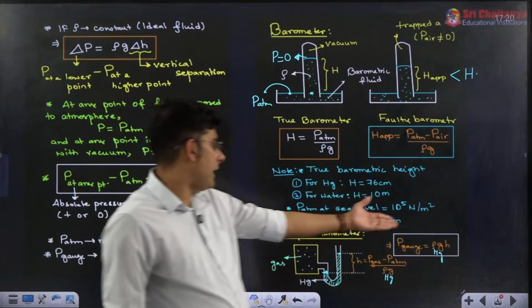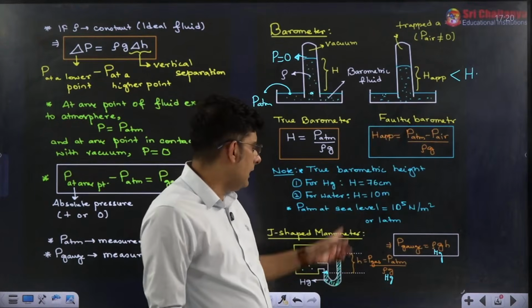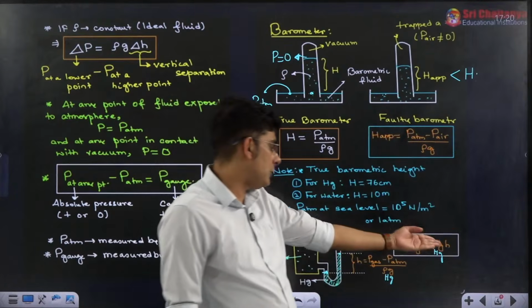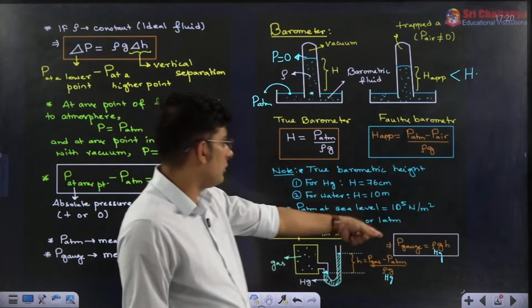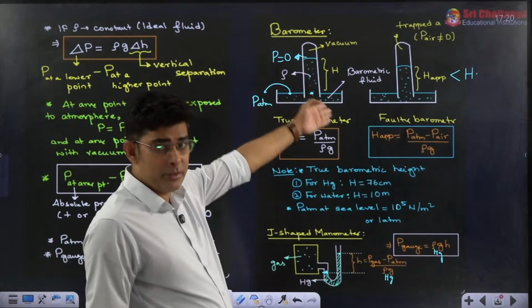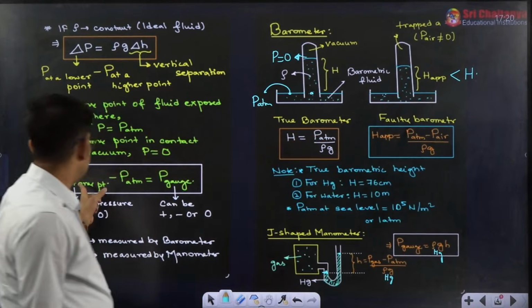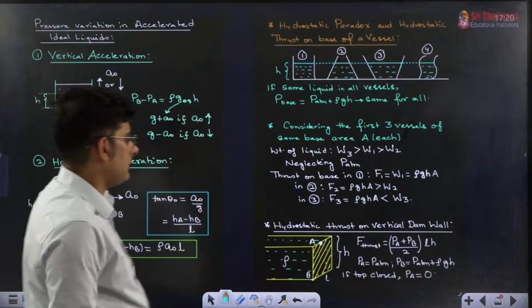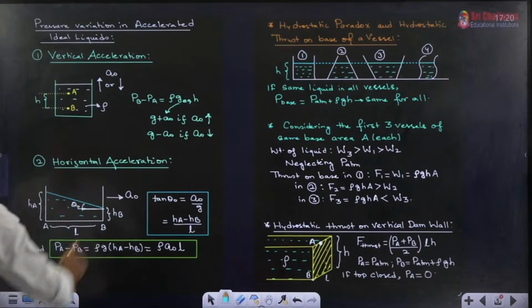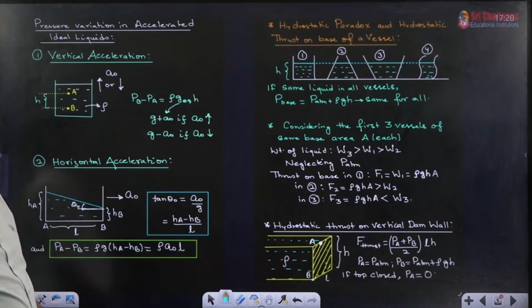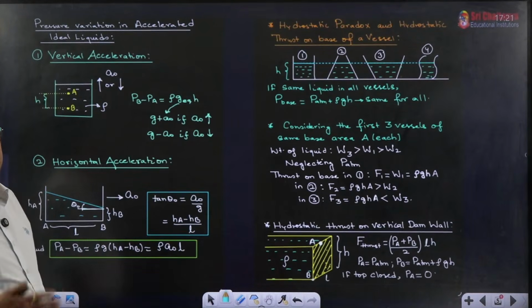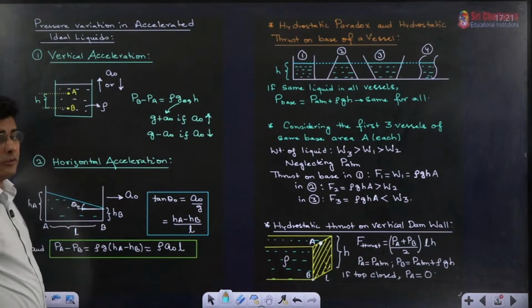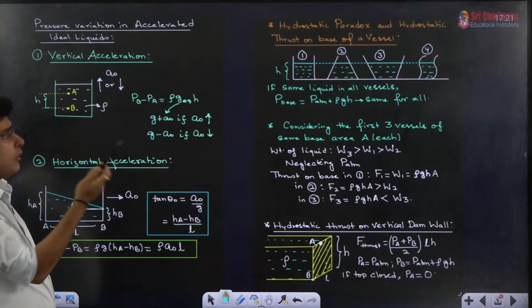So if you know the value of H, which you can easily record by a scale, and you know the density of mercury, 13.6 gram per centimeter cube, and the value of g, you get the gauge pressure. Once you know the gauge pressure and the atmospheric pressure, add both, and you will get the total absolute pressure at any point. Clear? Let's move to the next. Next, we have pressure variation in accelerated ideal liquids. If the ideal liquid is in a vessel which is getting accelerated, the standard cases are vertical acceleration and horizontal acceleration. So what is the concept here?